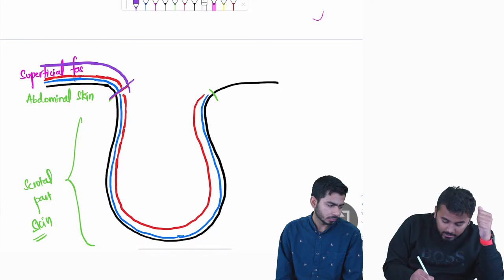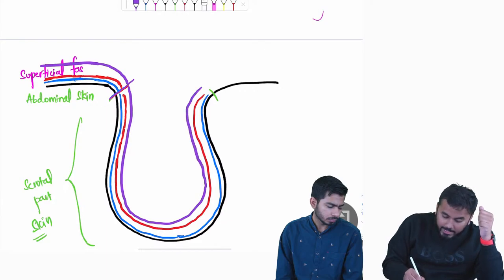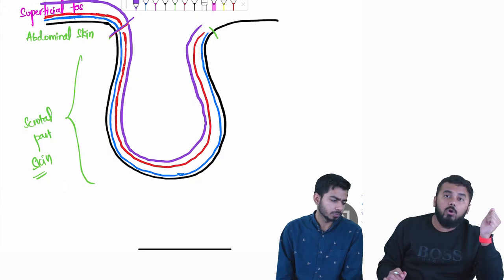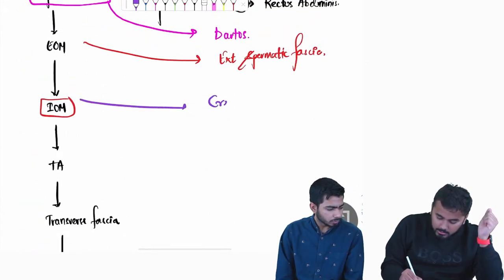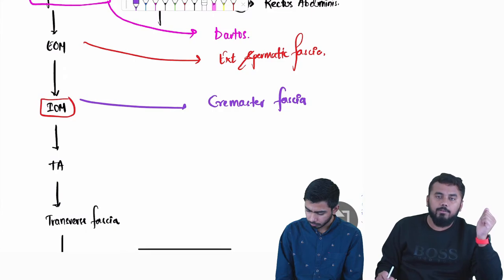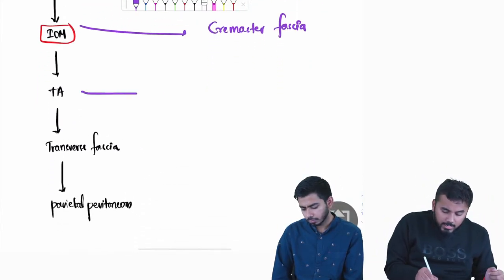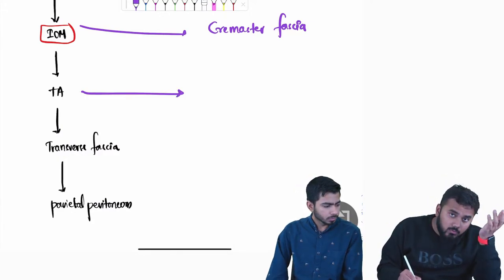Once this internal oblique muscle enters into the scrotum, you should not call it internal oblique. Rather, you should call it cremaster fascia, right? What is this called? Cremaster fascia. So internal oblique is called cremaster fascia. Okay. Now, in the same way, transverse abdominis is called as what?